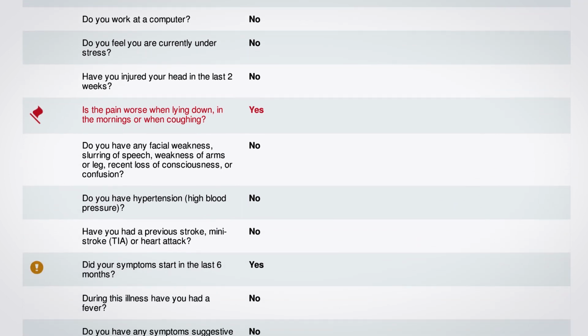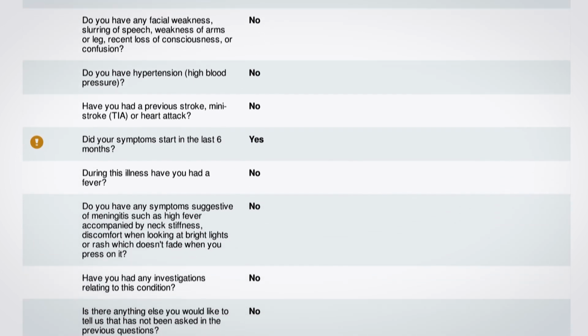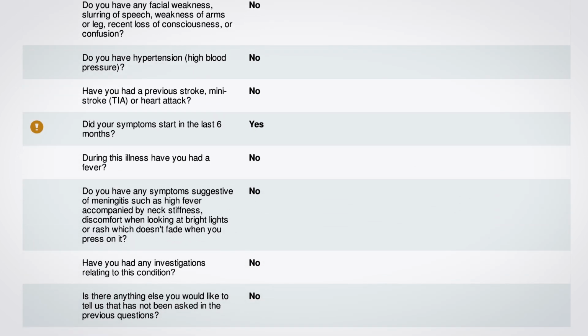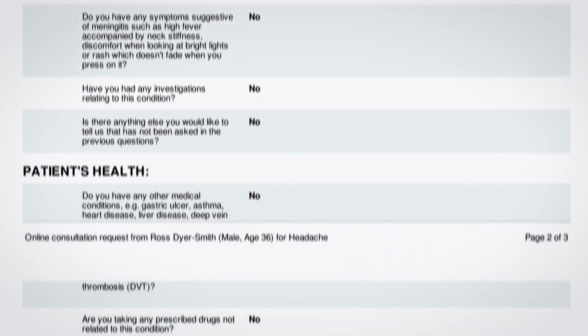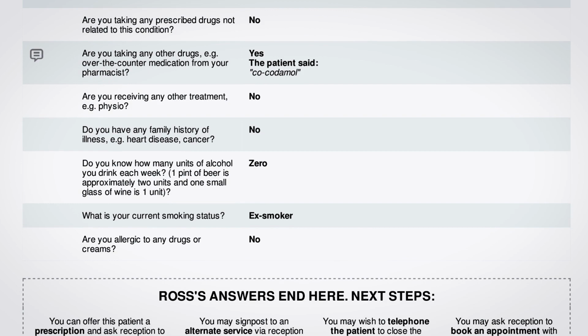But there is some other important stuff in there that may be relevant to the history. There are lots of positive and negative findings which won't change your mind, but are there just to put your mind at rest. And then some background health on that patient. You've obviously got the medical record to look at as well.